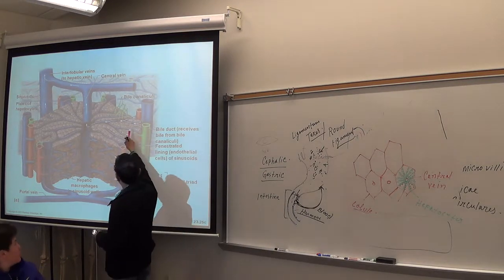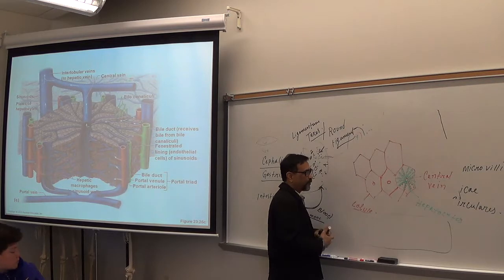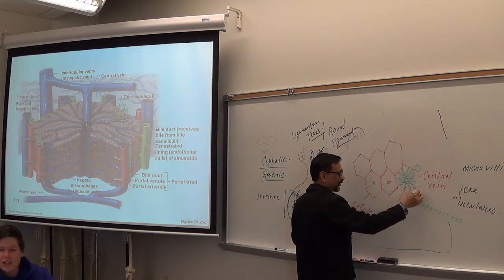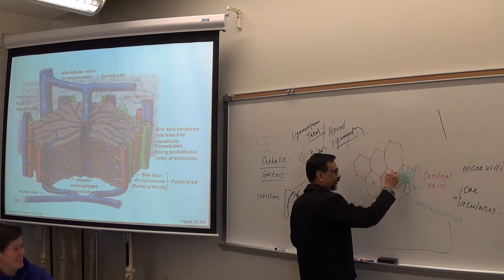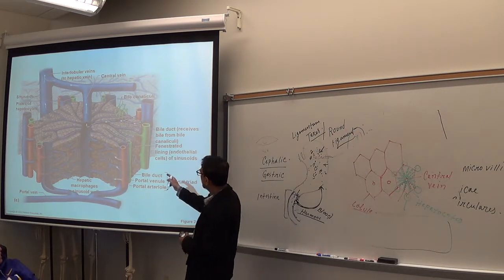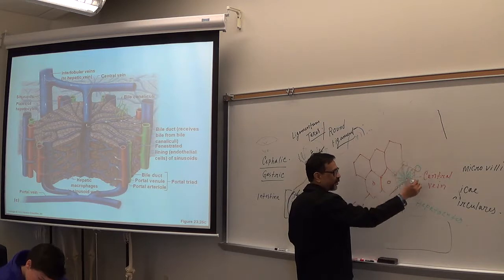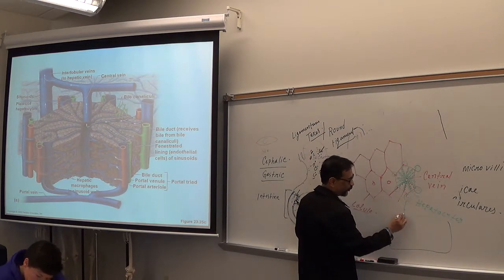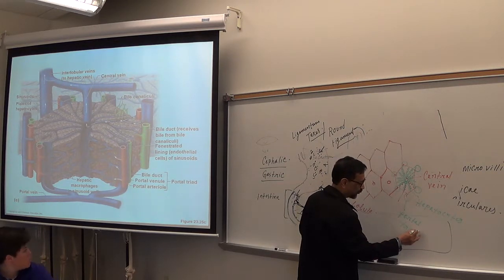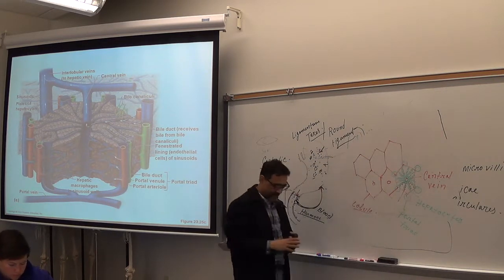So the hexagon, how many angles? 6. And in each angle, you have the portal tract. So 6 portal tracts around the lobule. So this is a portal tract. So portal tracts are at the angles.